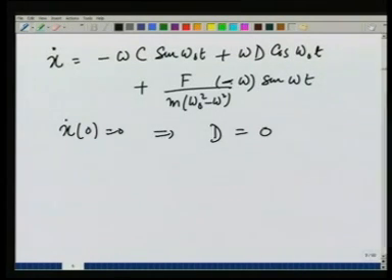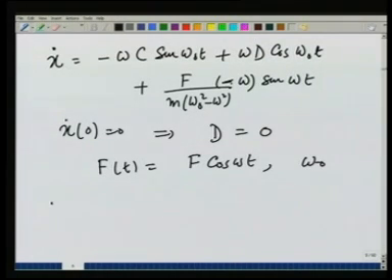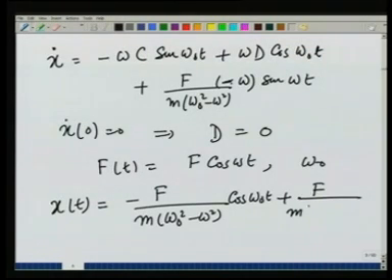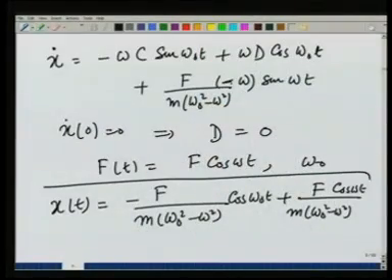And therefore, if I take an oscillator subject to a force F(t) equals F cosine of omega t and its natural frequency is omega 0, then the general solution starting with zero velocity from the equilibrium point is going to be c, which was minus F over m times omega 0 square minus omega square, cosine of omega 0 t, plus F over m times omega 0 square minus omega square times cosine of omega t. This is the general solution.